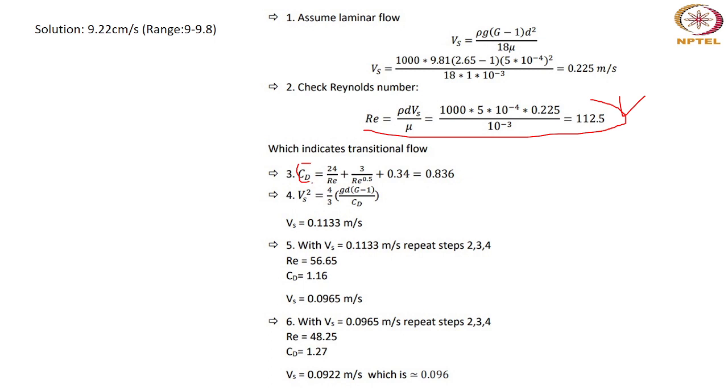So this is CD. This is nothing but the coefficient of drag. This is the formula here. If this is not the laminar flow, that's why we need to check this. Now CD, I got this Reynolds number, right? That is 112.5. So put this value here in this equation in the place of RE and check how much CD I'm getting. That is 0.836.